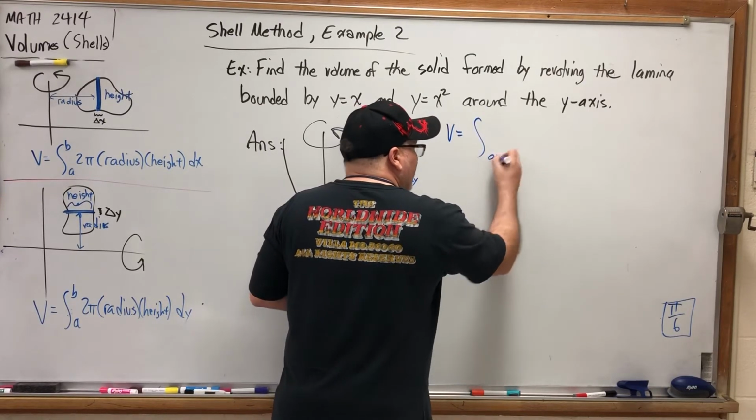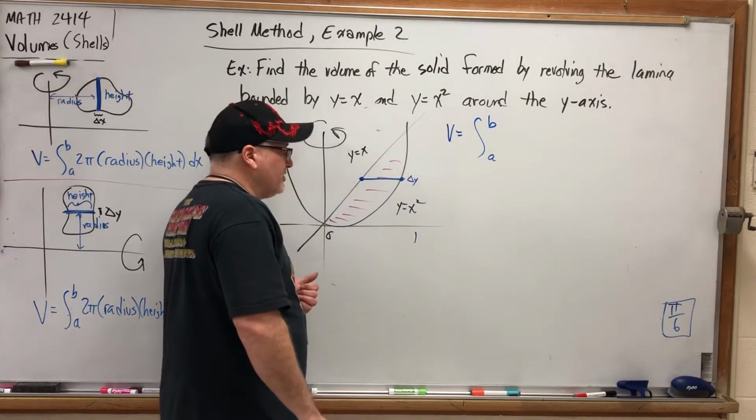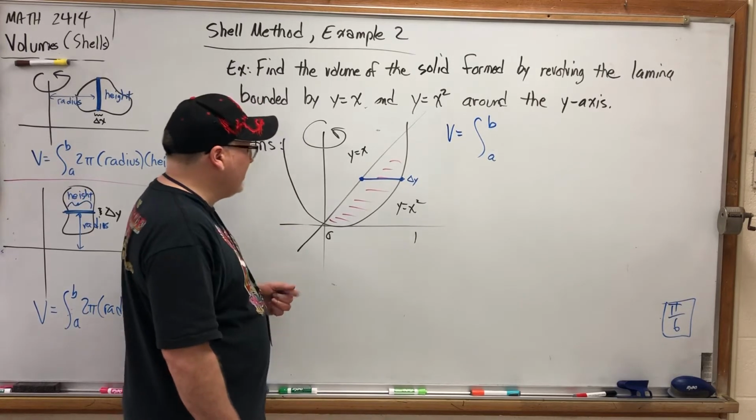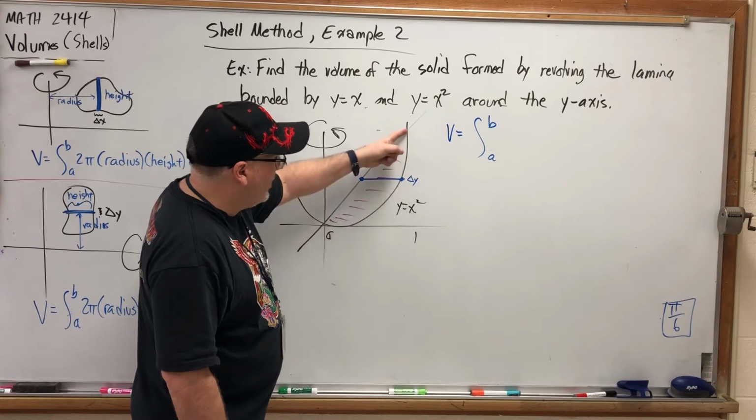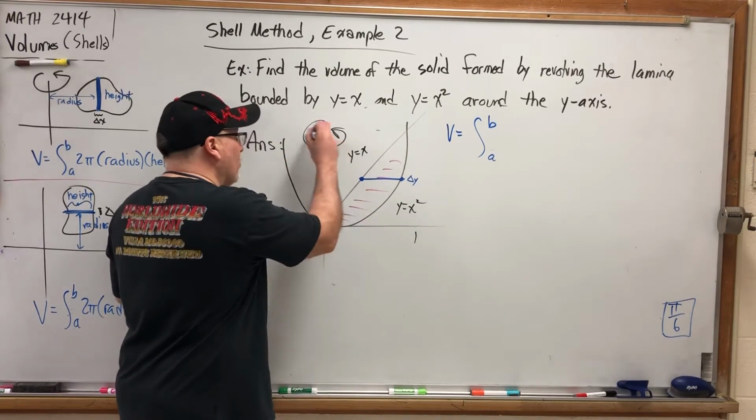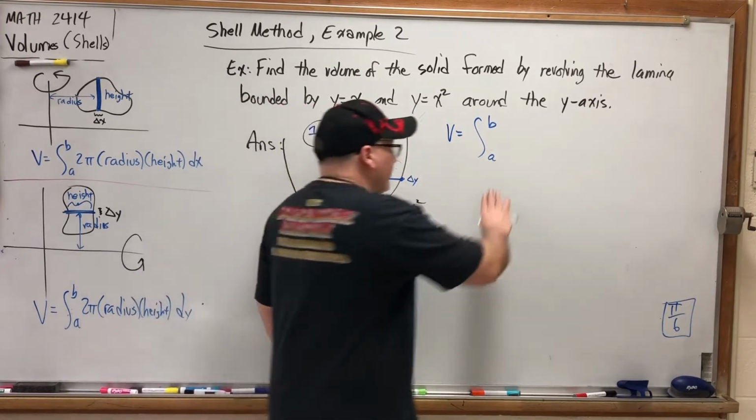I need to integrate from a to b, whatever those are going to be in this case. Actually, it's going to be 0 and 1 again because this line is y equals x, and here x is equal to 1, and since y equals x, that means y is equal to 1. So our limits of integration are going to be the same.